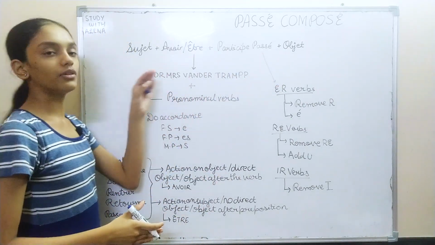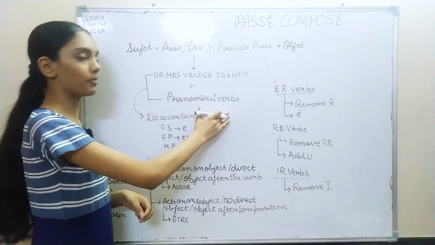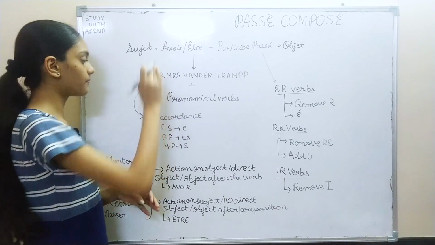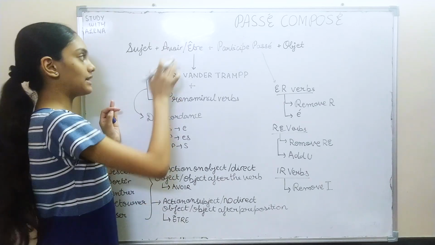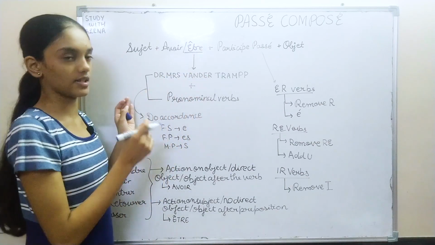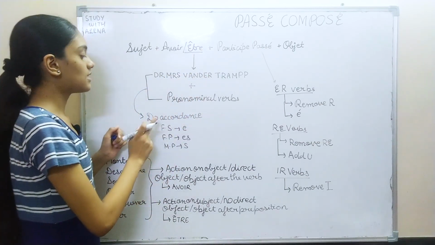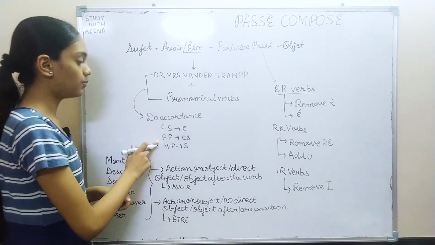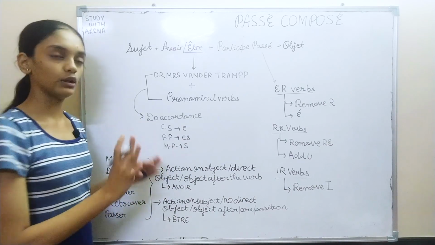We use être when we have verbs under the list Dr. and Mrs. Van der Tramp and pronominal verbs, and in all the rest of the cases we use avoir. With Dr. and Mrs. Van der Tramp and pronominal verbs, that is when we are using the auxiliary être, we will do the accordance. That is, if our subject is feminine singular, we will add an extra e, feminine plural es, and for masculine plural s. In masculine singular, no accordance.